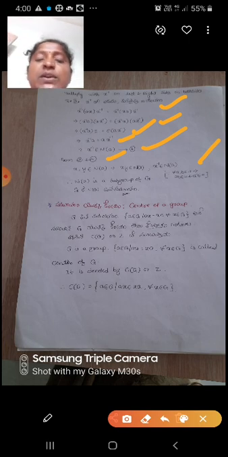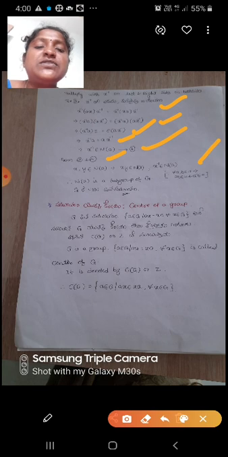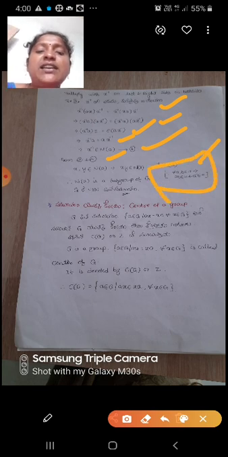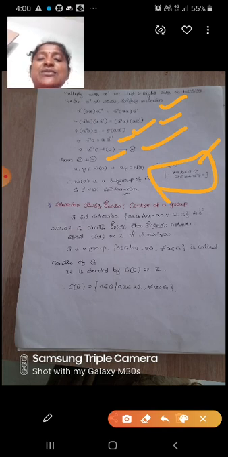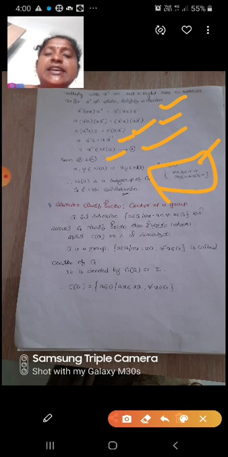How can we say that? A subgroup of G means: for all A, B belongs to H implies AB belongs to H and A inverse belongs to H, then we say that H is a subgroup of G. In that way we can say N of A is a subgroup of G. So thank you.